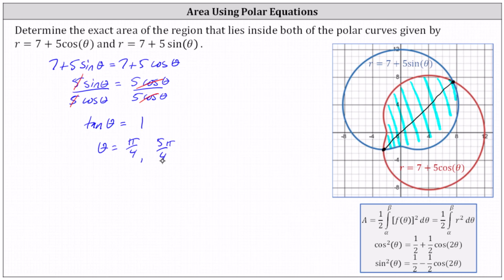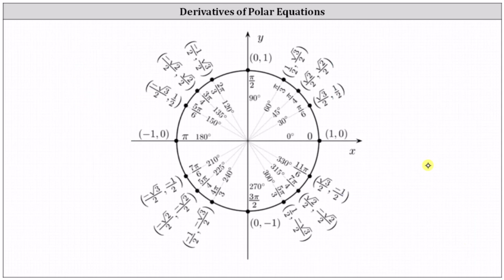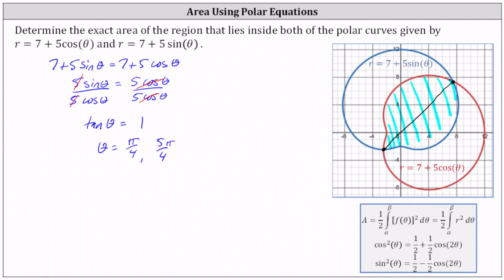We can verify this using the unit circle. Recall in the unit circle, tangent theta equals y divided by x. And notice at pi divided by 4, the tangent function value, or y divided by x, equals 1. And the same is true for tangent 5 pi divided by 4. So these two angles will be our limits of integration. And now we'll use the formula area equals 1/2 times the integral from alpha to beta of the square of f of theta, or the square of r, d theta. And then again, we're going to double that area to get the total area.